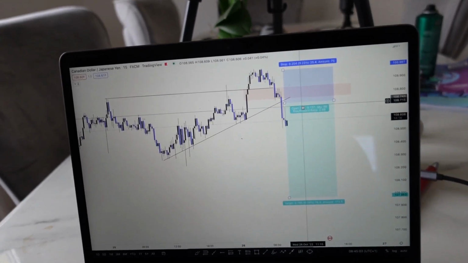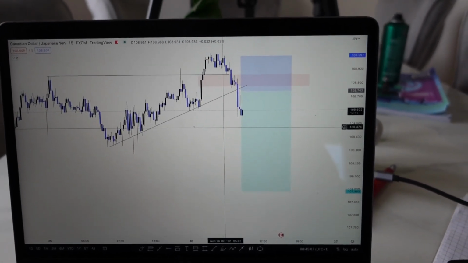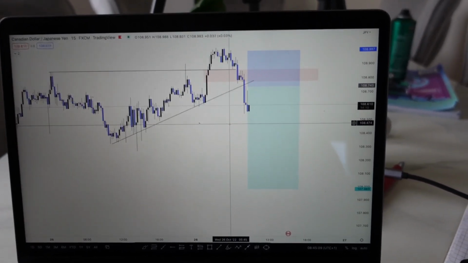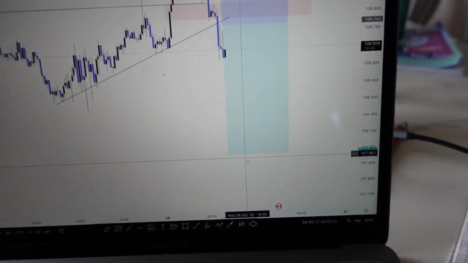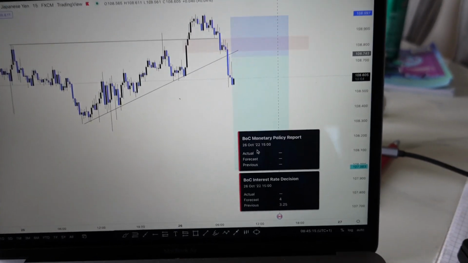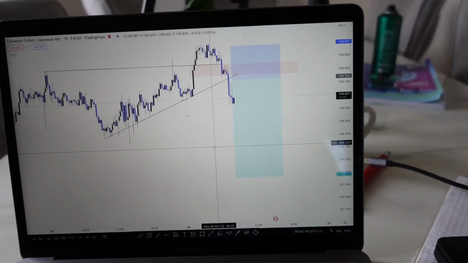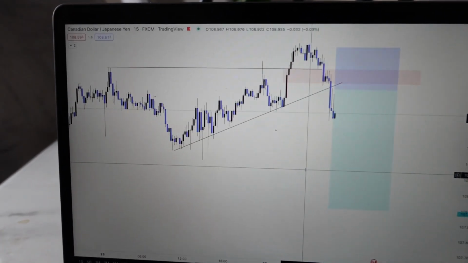Analyzing the market. This is the only trade that I'm interested in today. The market is acting weird today. We have a lot of news that could come out in different pairs. For example, on the Canadian dollar, we have the interest rate decision today and the monetary policy report, which are both very important to decide the fate of the Canadian dollar in the next few days.